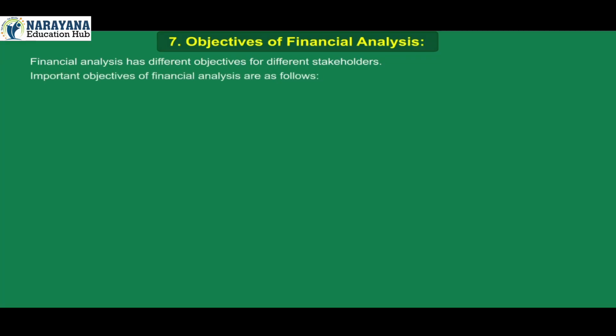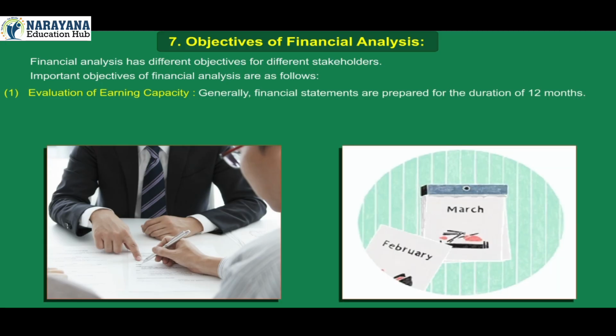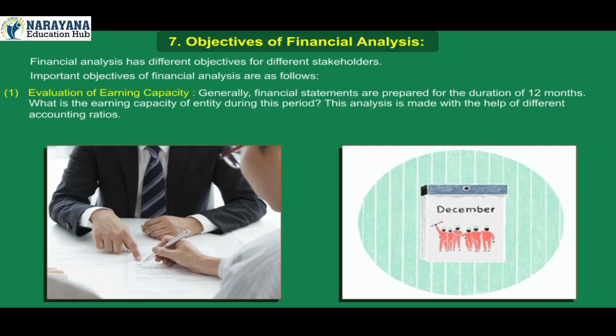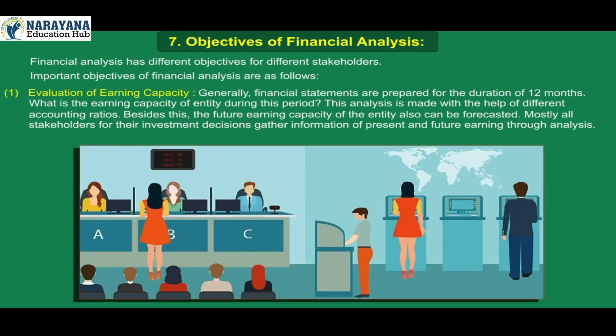Objectives of financial analysis. Financial analysis has different objectives for different stakeholders. Important objectives of financial analysis are as follows. 1. Evaluation of earning capacity. Generally, financial statements are prepared for the duration of 12 months. What is the earning capacity of entity during this period? This analysis is made with the help of different accounting ratios. Besides this, the future earning capacity of the entity also can be forecasted. Mostly all stakeholders, for their investment decisions, gather information of present and future earning through analysis.